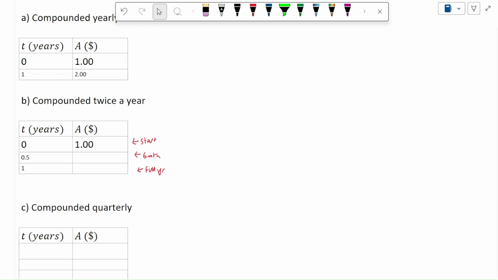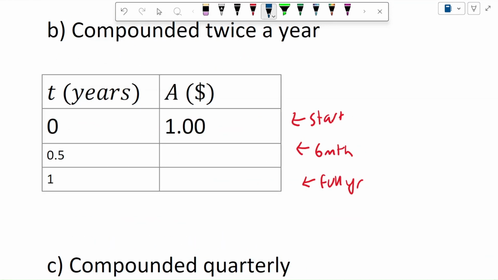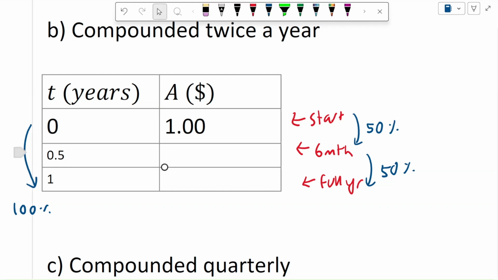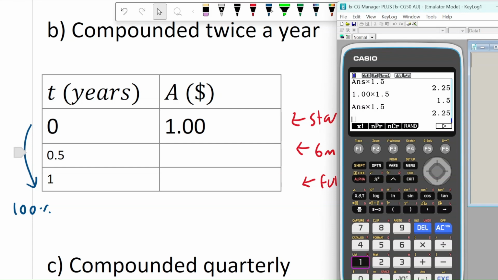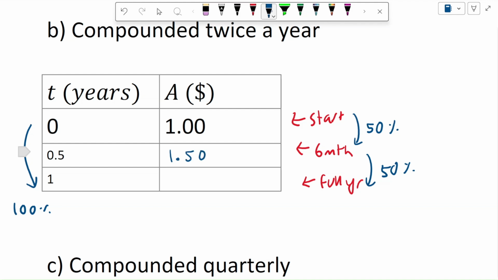So I'm going to start with $1 here. Overall, I would like 100% interest by the end. But that means that from the start to the 6-month mark, I'm going to get 50% interest because that's half a year. And then I'm going to get 50% interest again because that's half a year. So the way we get to the next step on our table is we want to take the $1 that we started with, and I want to times it by 1.5. So the 1 from that formula is for the 100% we're keeping of the $1. And then the extra 0.5 is the extra 50% we're gaining. So I should get 1.5 there. So $1.50.